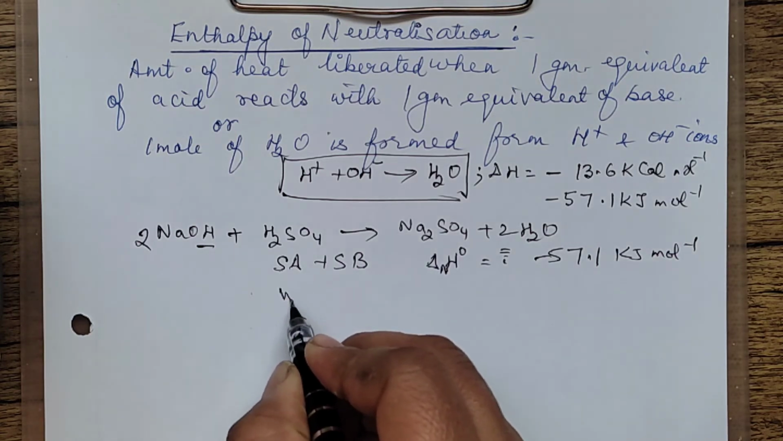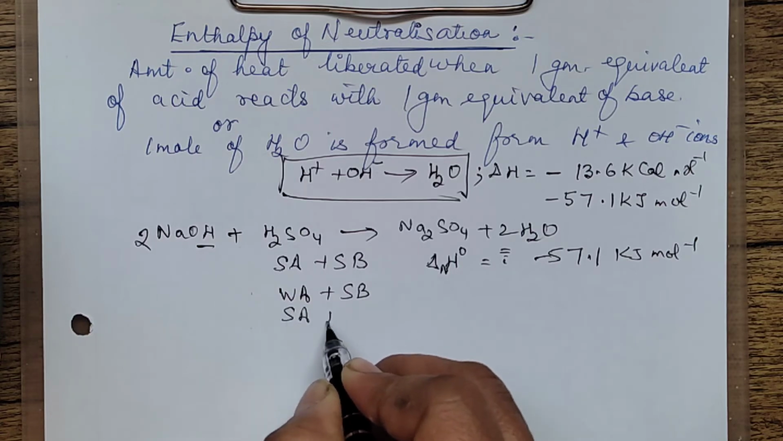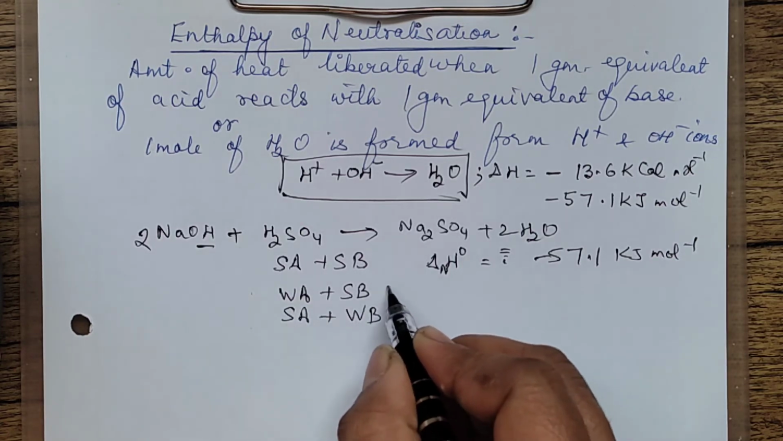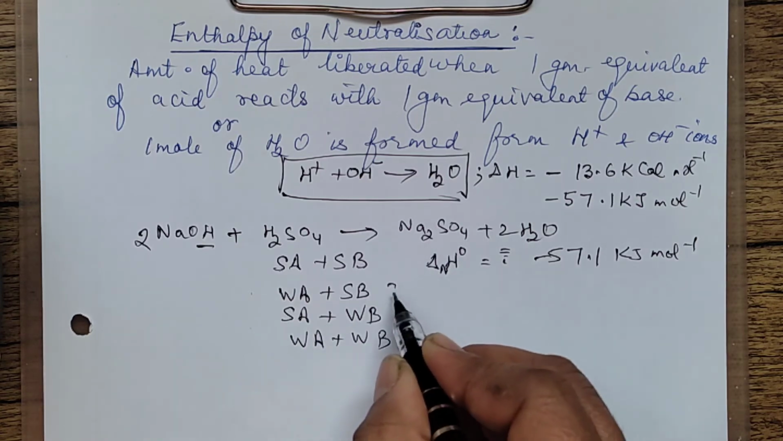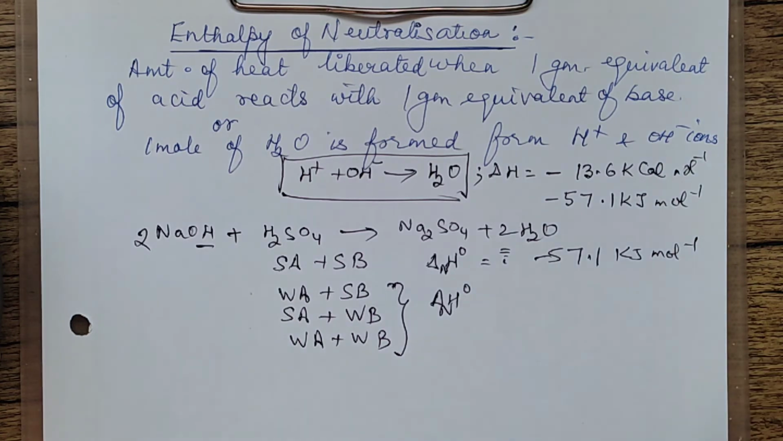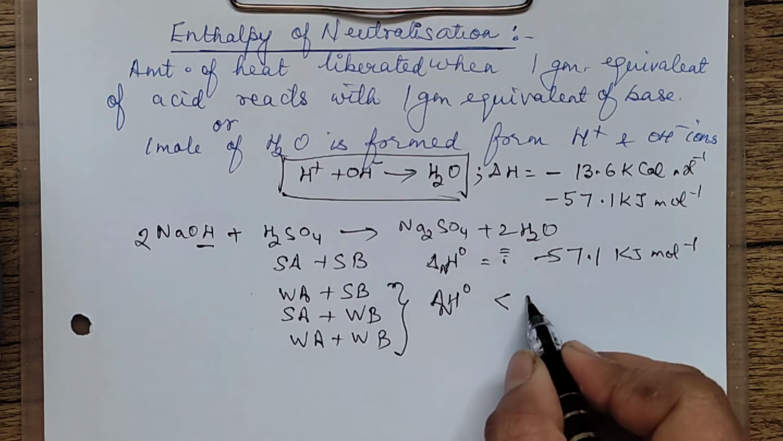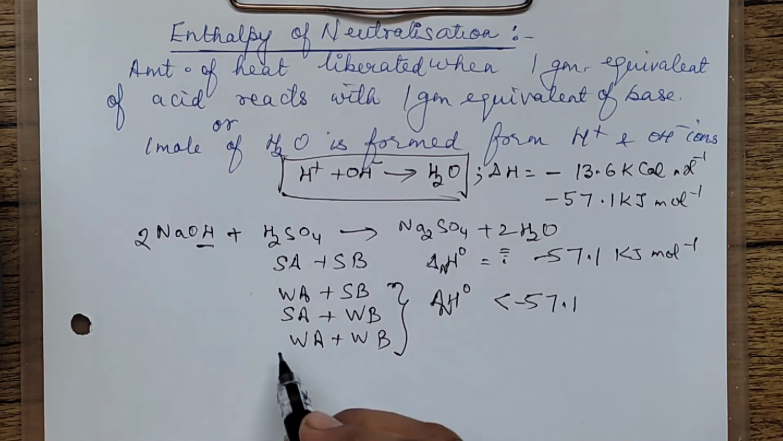So that much heat is common whether you take one acid or another acid. But if you have weak acid, strong base, or strong acid, weak base, any one is weak, or you have both weak acid and weak base, then in all of these the enthalpy of the neutralization will not be equal to this. It will be lesser than this. It will be lesser than minus 57.1. Why it will be lesser? Because if any acid or base or both are weak, some amount of the energy will be required to ionize the weaker acid or base.